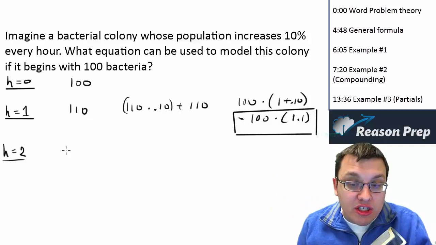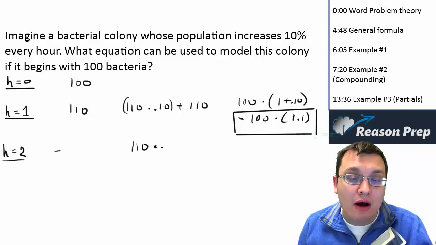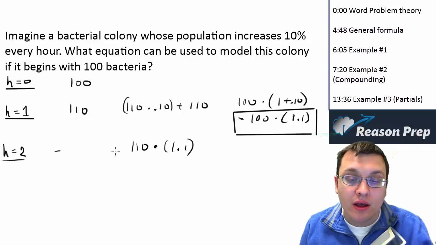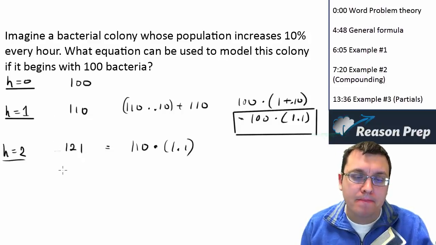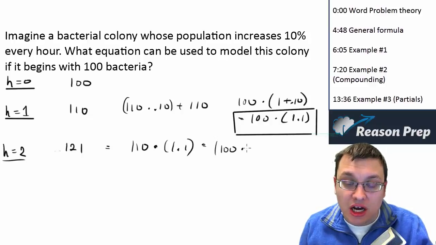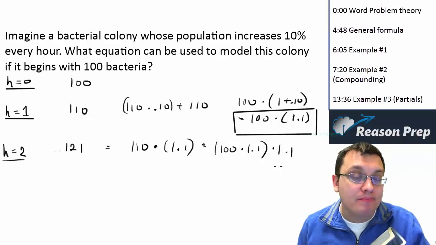So originally we had 110, which we got from 100 times 1.1. But what we're going to do now is just 110 times the 1.1. And again, that comes from 1 plus the percent as a decimal. That's our percent trick. And this would get us 10% of 110 is 11, so this gets us 121. Notice 110 is just 100 times 1.1. We are taking that and multiplying it by 1.1.